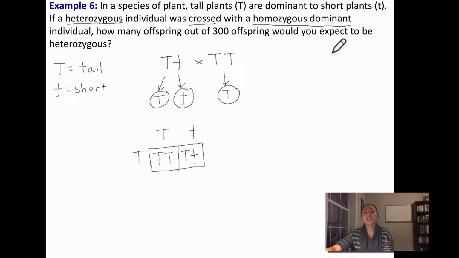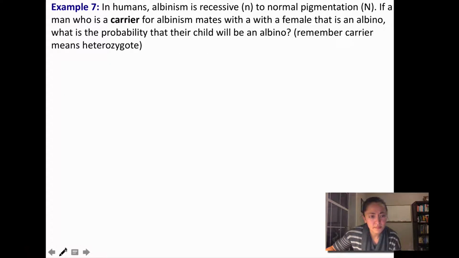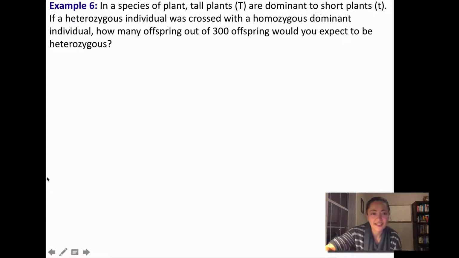Well, the question is asking us how many out of 300 offspring would we expect to be heterozygous? Well, let me change my pen again here. Oh, no, it disappeared. All right, let me write it real quick.